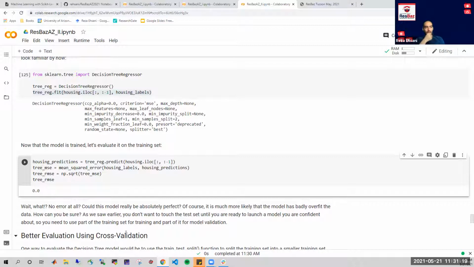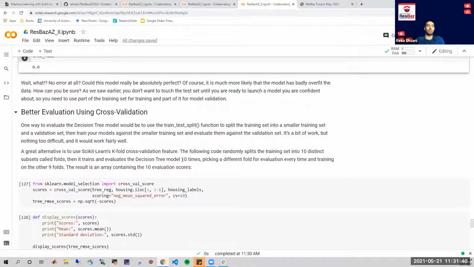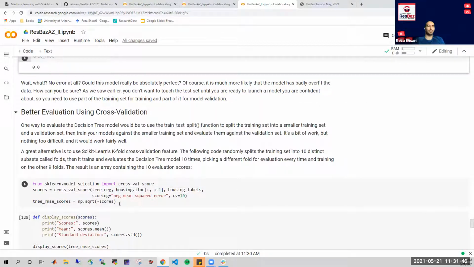So how can we be sure? What we need to do is to use the technique that we discussed at the end of the previous session. That was to divide our training data into validation sets and then use cross-validation in order to see how the model is performing over the validation set. So in order to do cross-validation in scikit-learn, you simply need to import cross_val_score from sklearn.model_selection.